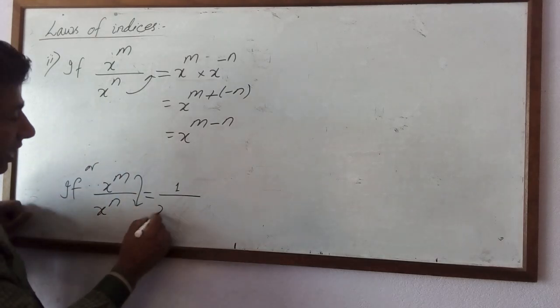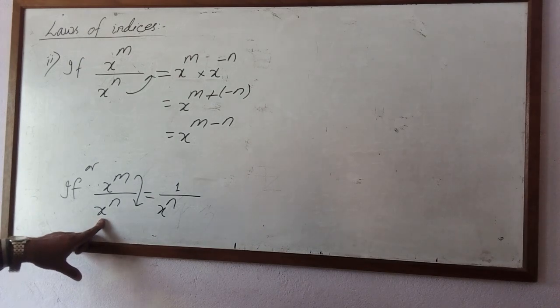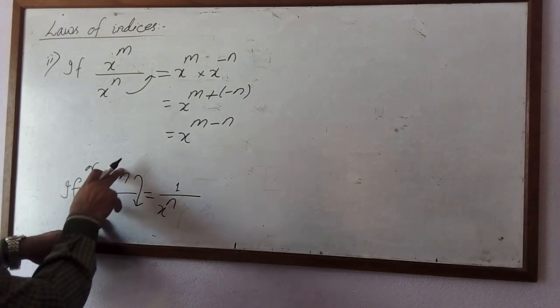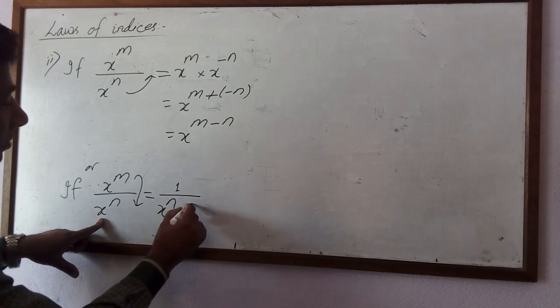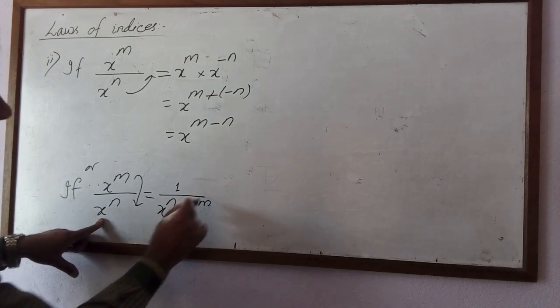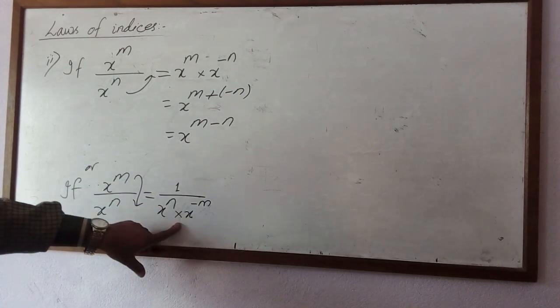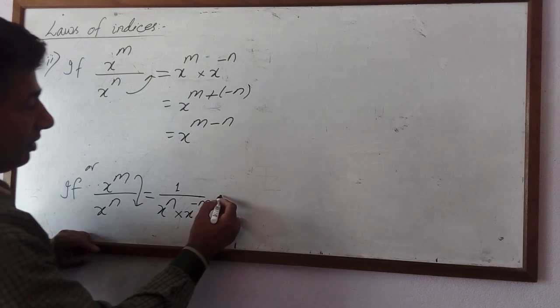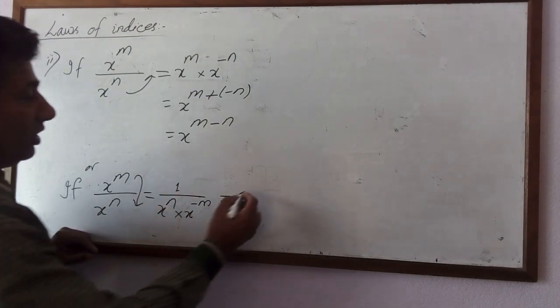Now, x power n is in the denominator, in the same place. Now, I am bringing this x power m down. Then again, same rule, x power minus m. It will be negative. It was positive. Now, we have to bring it down. It will be negative. Change the sign of the power. That is the rule. Now, 1.